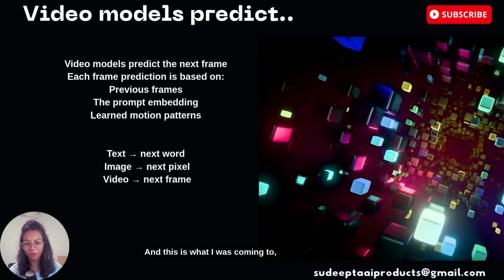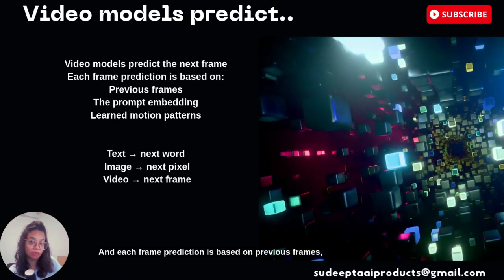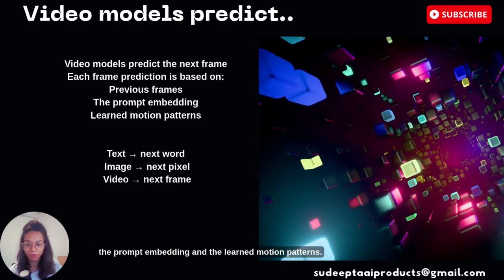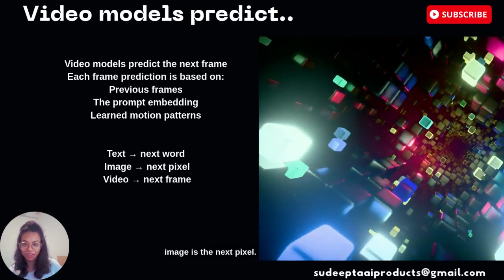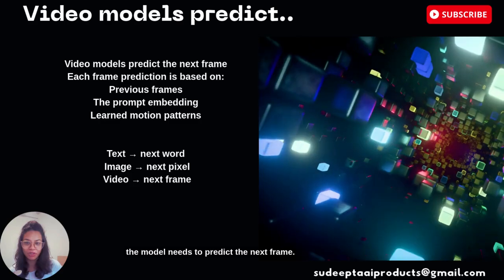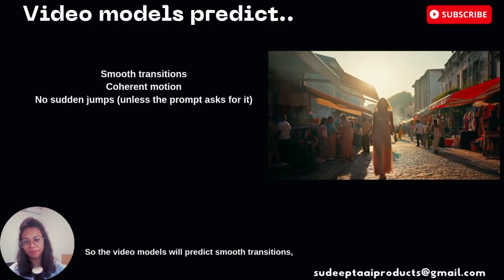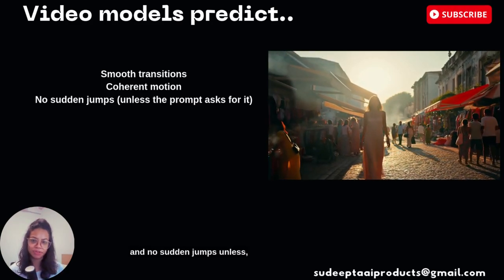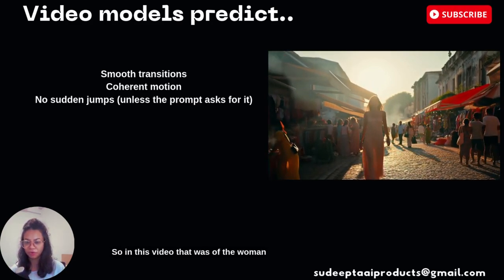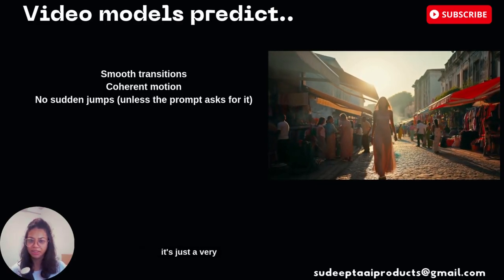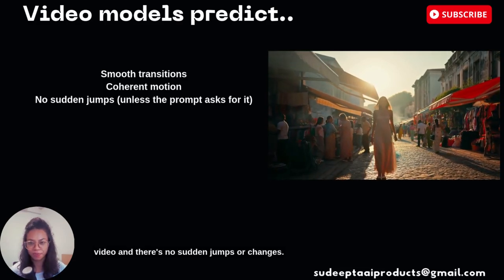And this is what I was coming to, which is that video models will predict the next frame, and each frame prediction is based on previous frames, the prompt embedding, and the learned motion patterns. So if text leads to the next word, image is the next pixel, and for video, the model needs to predict the next frame. So the video models will predict smooth transitions, coherent motions, and no sudden jumps unless, of course, the prompt asks for it. So in this video that was of the woman walking down the market, it's just a very smooth flowing video, and there's no sudden jumps or changes.